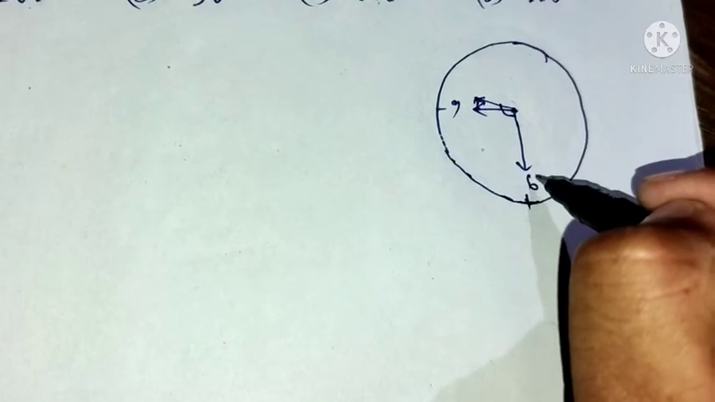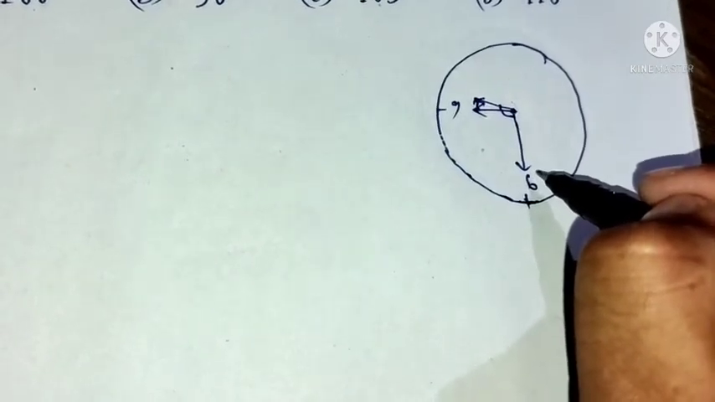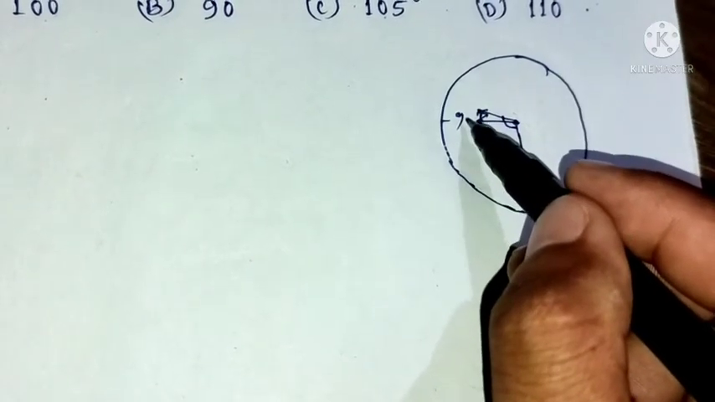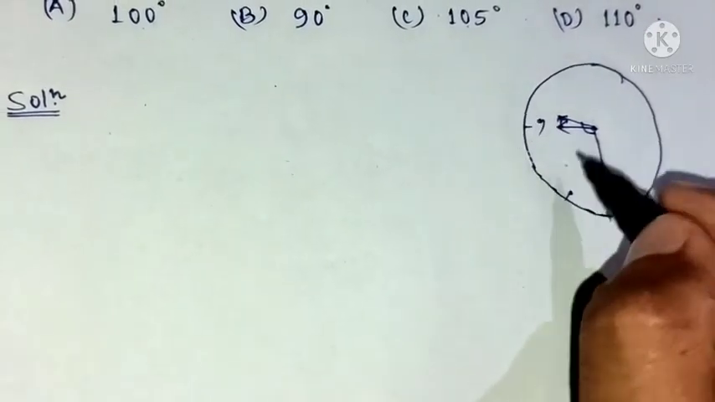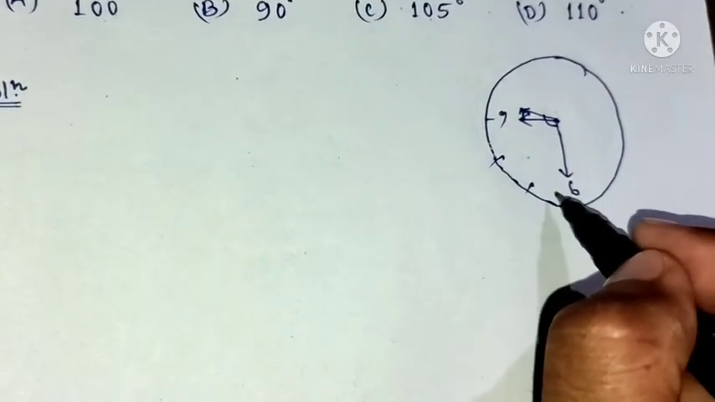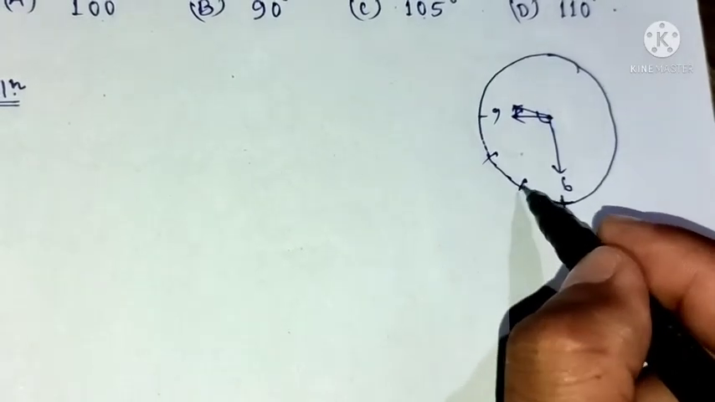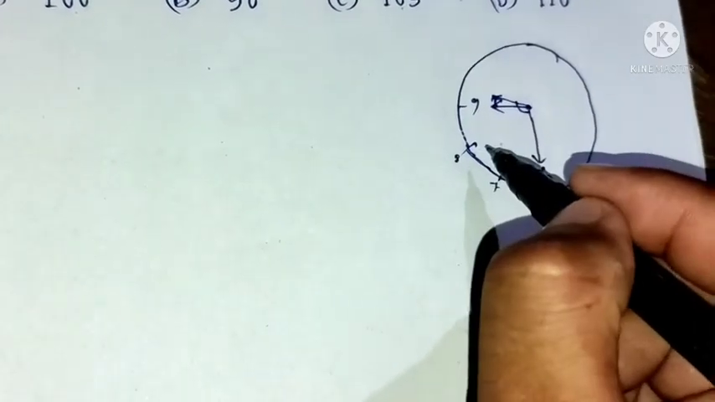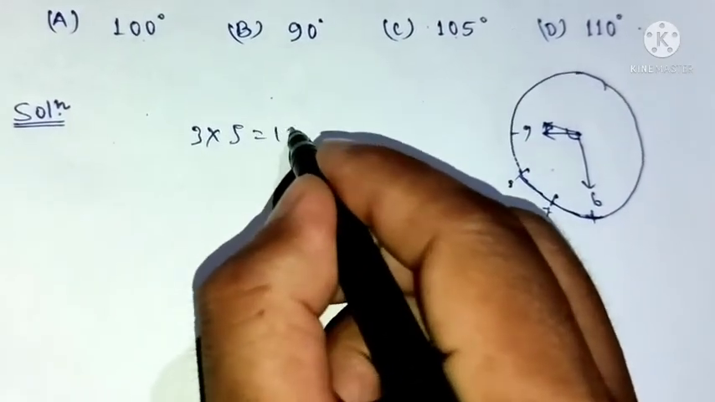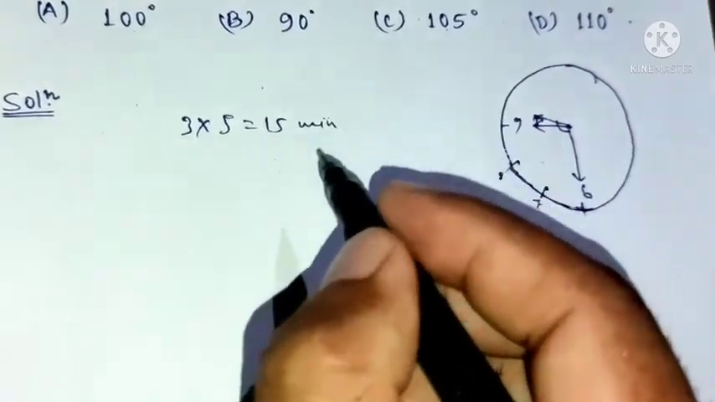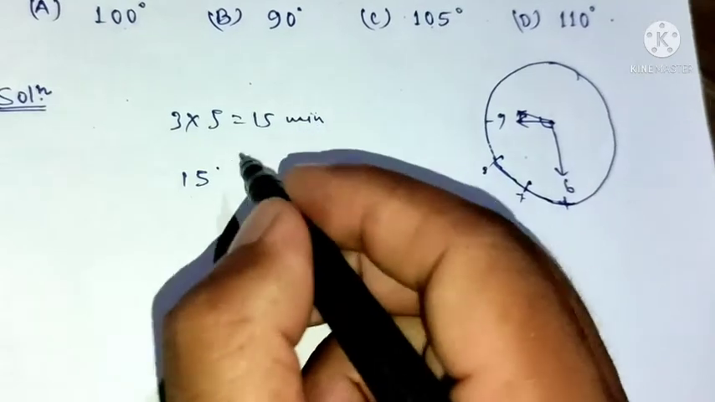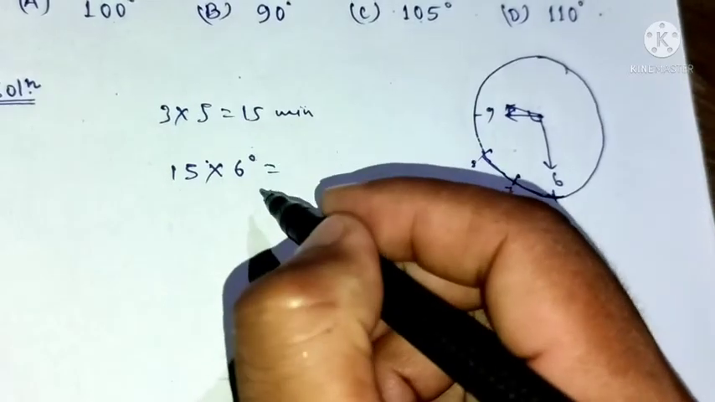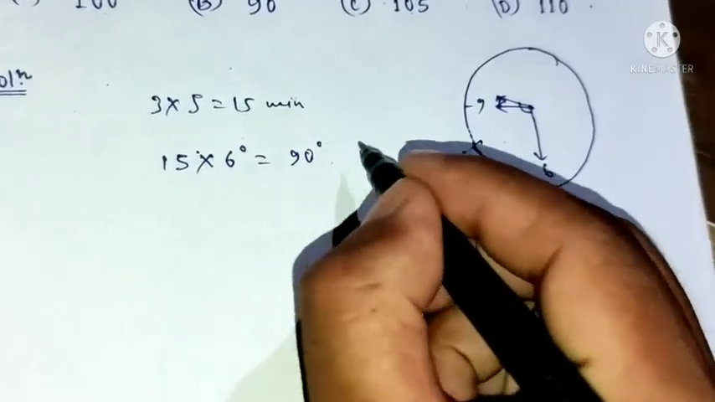The minute hand will be exactly on 6, since it is 30 minutes, and the hour hand will be displaced a little from its original place. Between 6 and 9, how many minutes of difference are there? Then 7, 8, 9: within this, each gap is 5, so 3 times 5, which is 15 minutes difference. In 15 minutes how many degrees are there? 15 into 6 degrees, because 1 minute traces 6 degrees, so this is equal to 90 degrees.